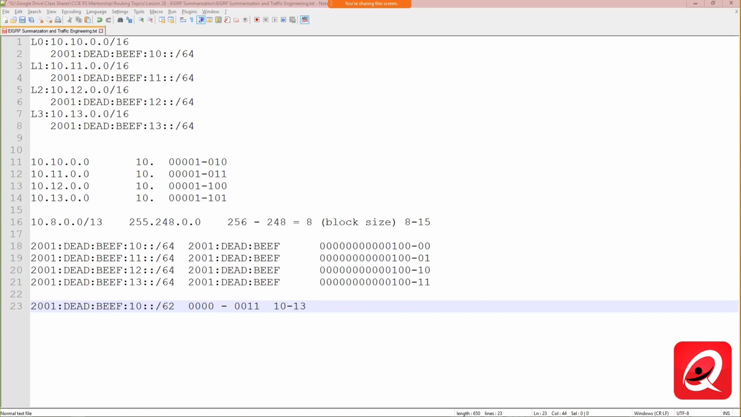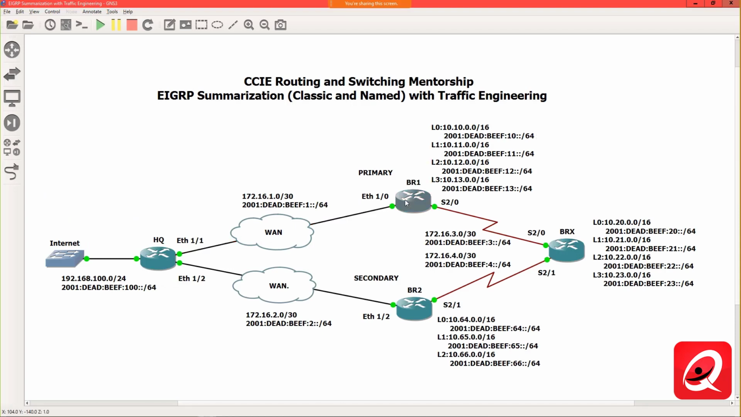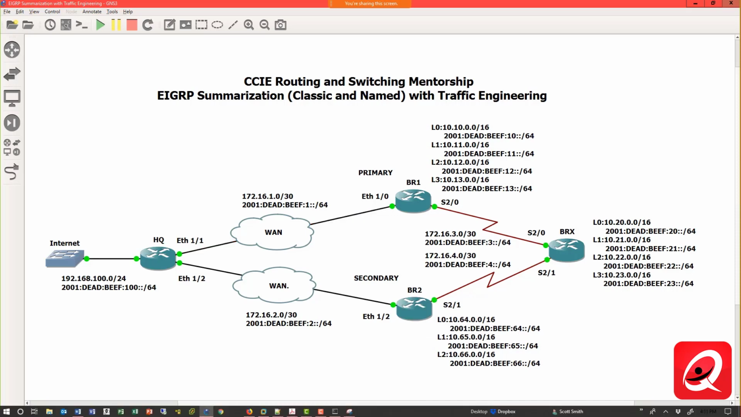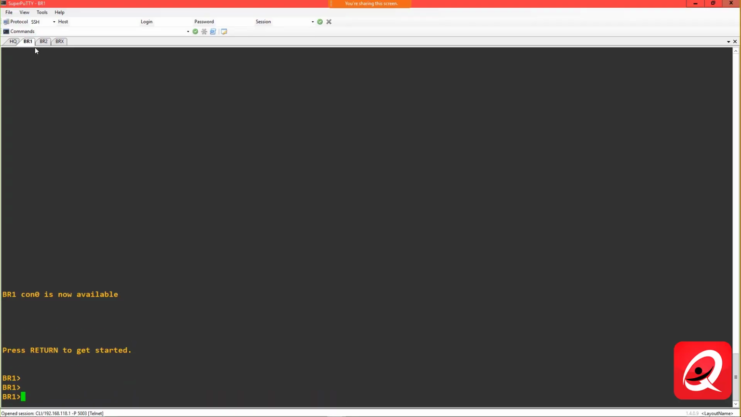All right. Let's take a look at what that configuration looks like in classic mode. Remember, we're now running, in this case, our classic mode on BR1 and named mode on BR2. So we'll take a look at what the configuration looks like on BR2. All right, let's go to BR1. In EIGRP, we summarize to the interface in classic mode. We do not summarize in the process, in the routing process. We're not summarizing an area like we do in OSPF. We'll see that later, of course.